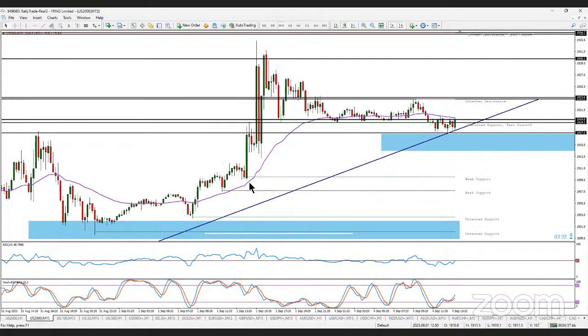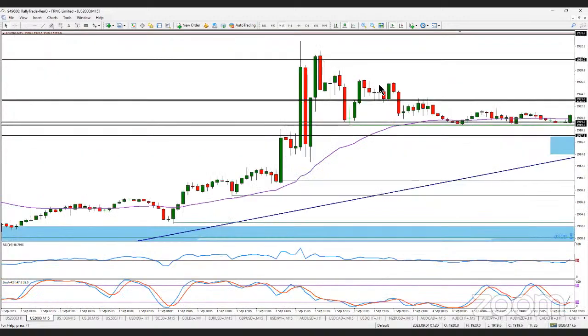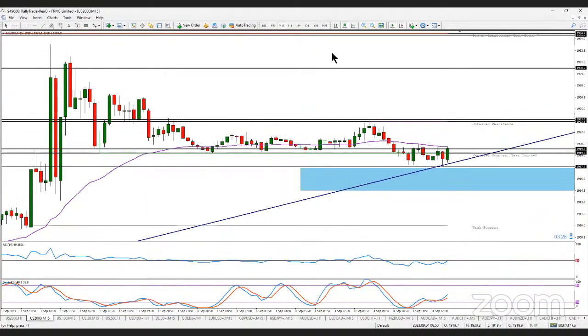Now look, please stay with me. Now I want us to know something. Look at what's happening here. This bullish candle has not gone above this moving average. If this candle goes above this moving average and closes above it, this RSI will go above 50.